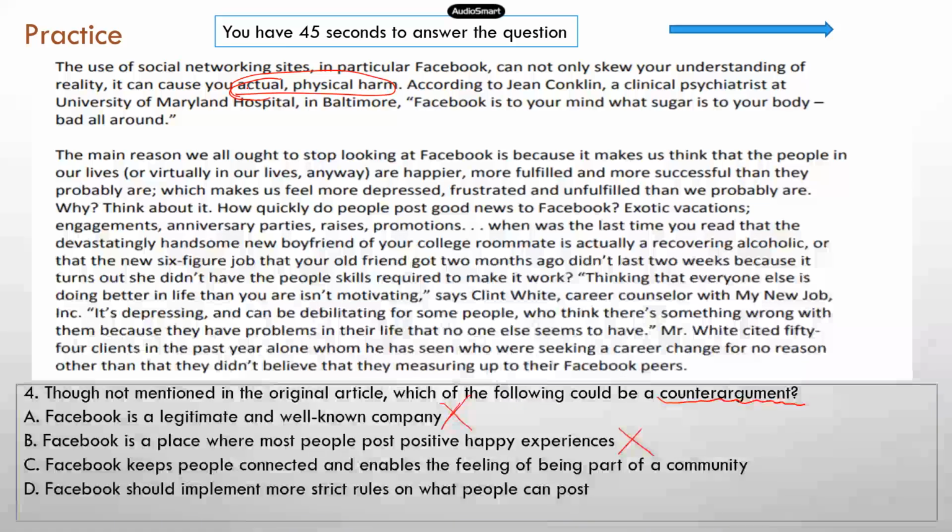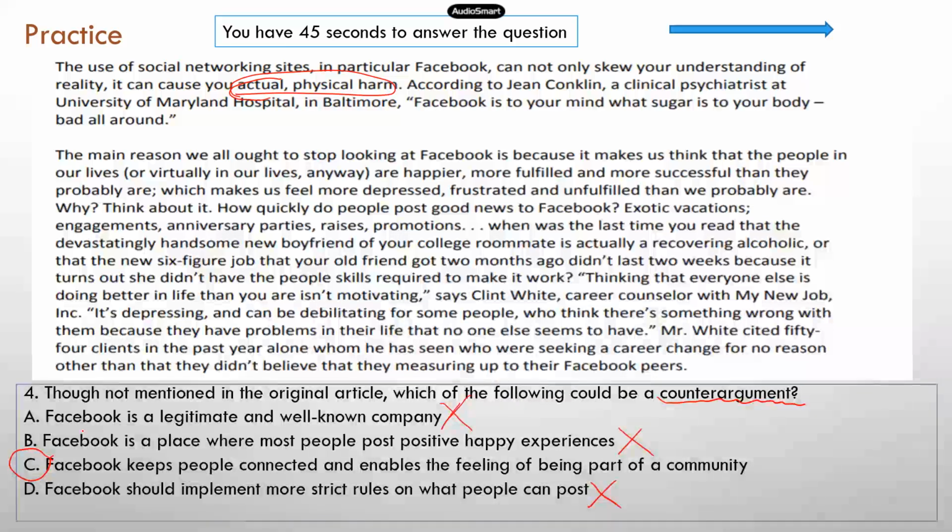How about D? Facebook should implement more strict rules on what people can post. So that has nothing to do with the potential good impact, positive impact from using Facebook. So the correct answer is C. Facebook keeps people connected and enables the feeling of being part of a community, right? So that's some kind of positive impact from Facebook. So C is the correct answer.